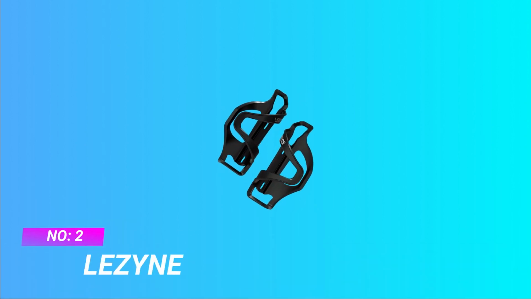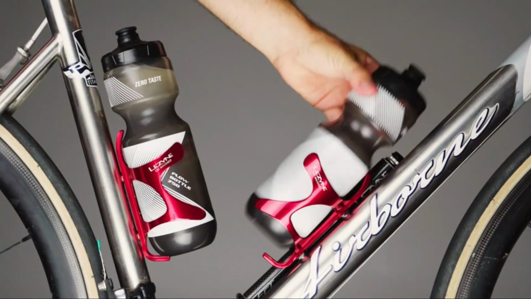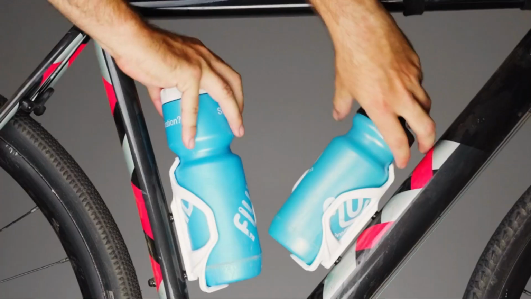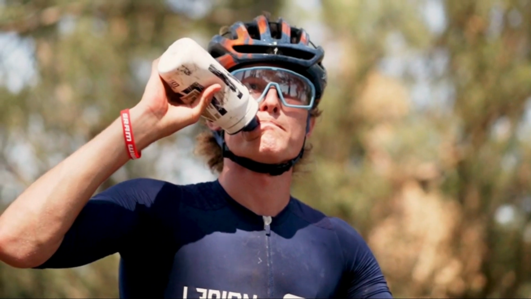Number 2, Lazine, MTB Bottle Cage. Easy access. The optimized sideload shape makes it easy to access your bottles in even the most compact road and mountain bike frames, and allows for larger bottles to be used in some cases.